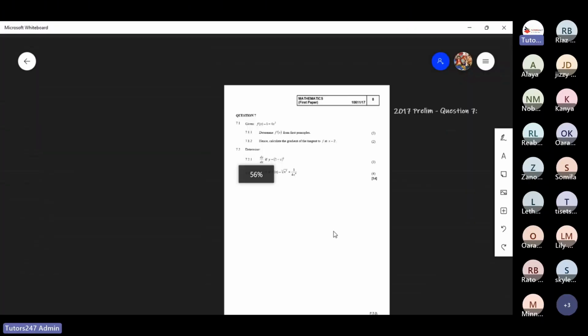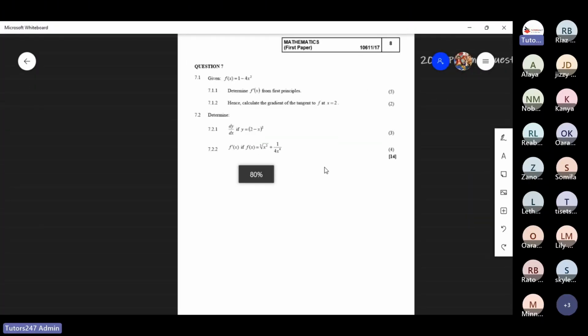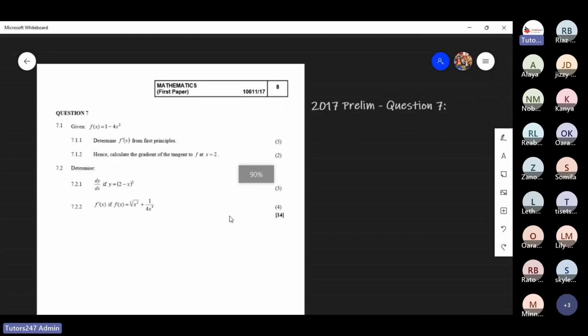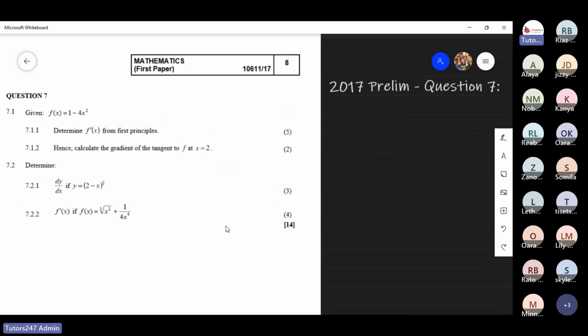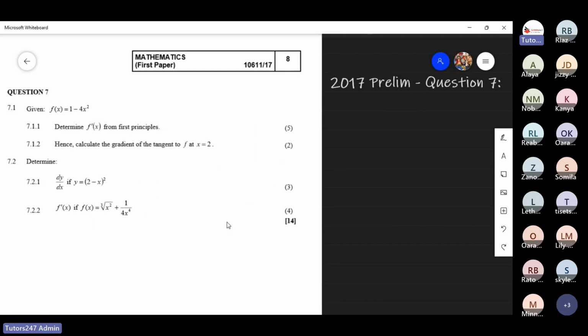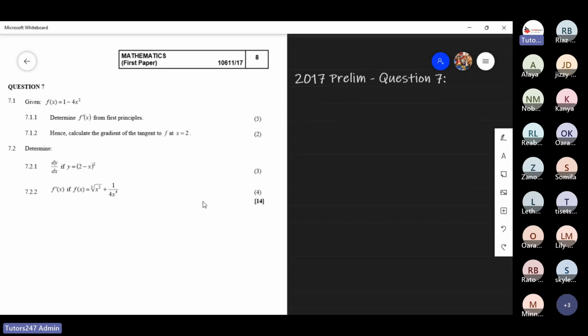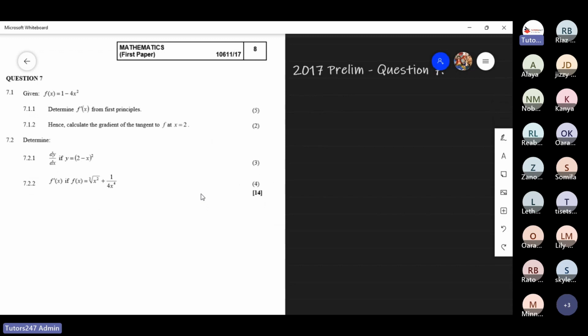Okay, so let us start. So we've got question 7 that is from a 2017 prelim exam paper. So we have 7.1. Given f of x is equal to 1 minus 4x squared. 7.1.1, determine f prime x from first principles.